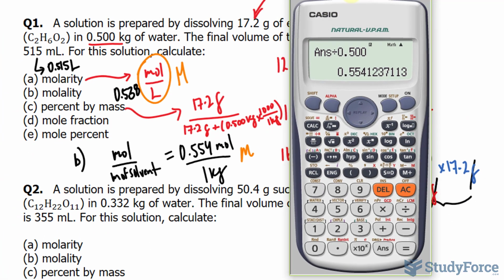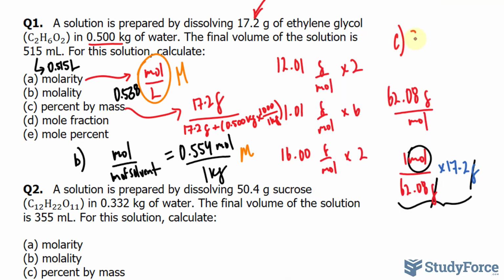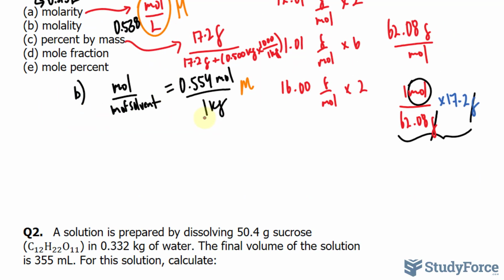Using our calculator, 17.2 divided by 17.2 plus 0.500 times 1,000 gives us this number times 100, because we are converting it into a percentage, 3.33 to three significant figures. So for C, it's 3.33%. I've made some more room for question D. This time we want the mole fraction.